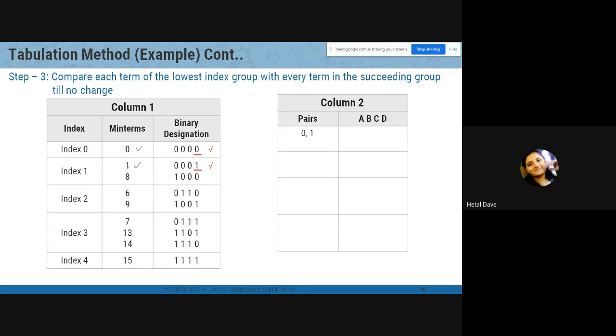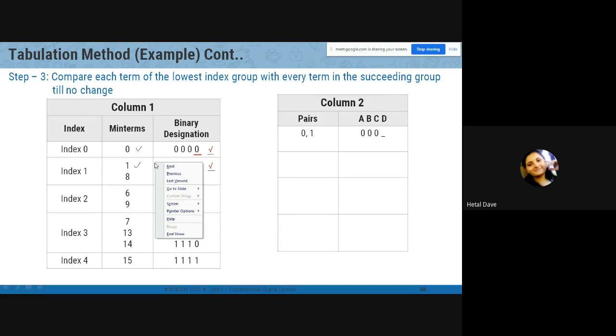Bits which are similar will be written as they are, 0, 0, 0, and wherever you find one bit change, replace it by a dash and put a right sign. Don't forget to put this right sign. Whatever min terms are covered, we always put this kind of right sign. Because lastly, if comparison is completed and any min term is not covered, then we need to consider that min term at last. So we will try to cover each and every min term.